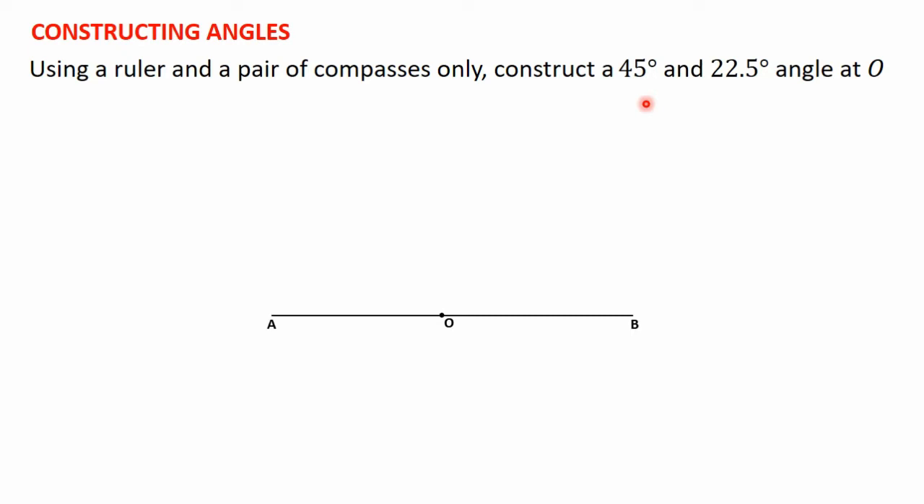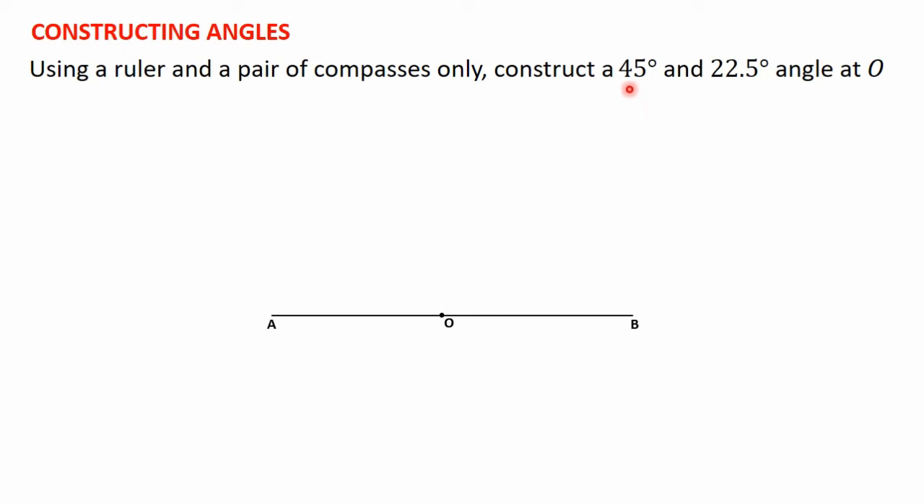In the previous video, we learned how to construct a 90 degrees angle. We got the 90 degrees angle by dividing the 180 degrees angle, which was formed by the semicircle, into two. So we bisected the 180 degrees angle to get the 90 degrees angle. 45 degrees is equal to 90 degrees divided by 2. So it means that if we want a 45 degrees angle, the first thing we have to do is to construct a 90 degrees angle. Then we will bisect that 90 degrees angle to get a 45 degrees angle.